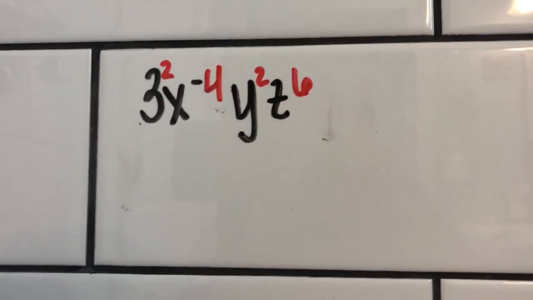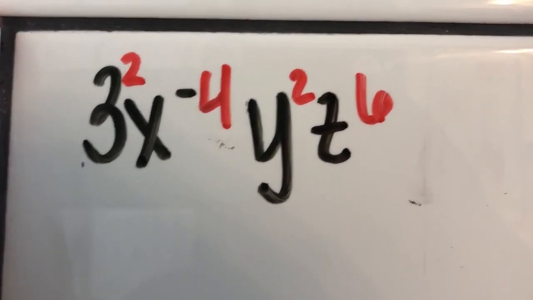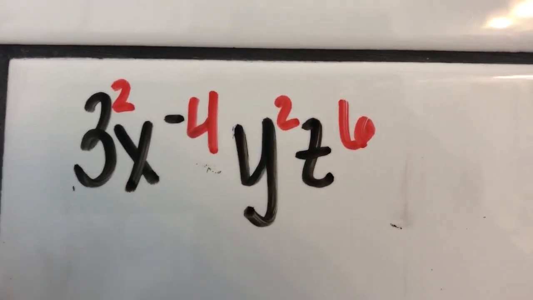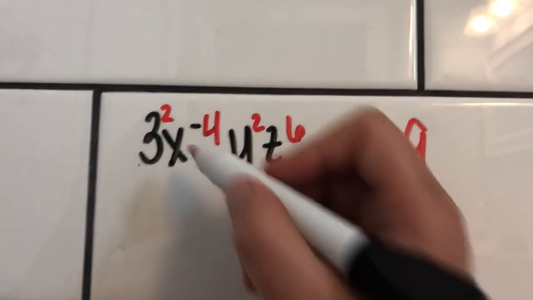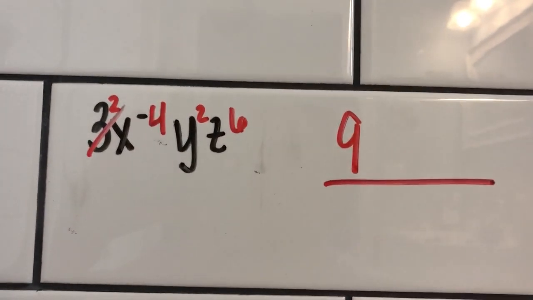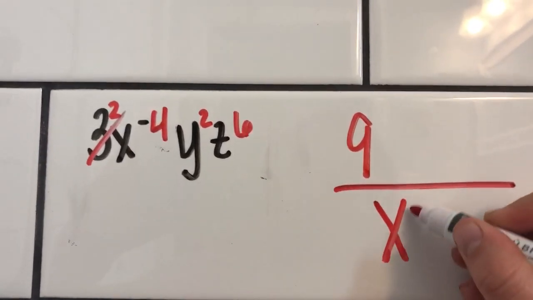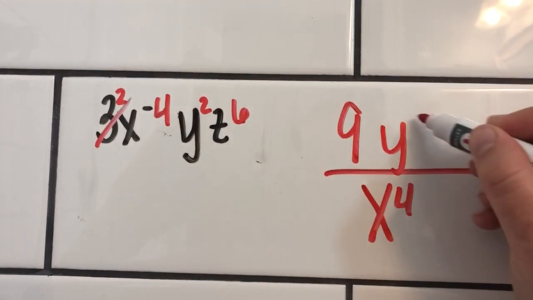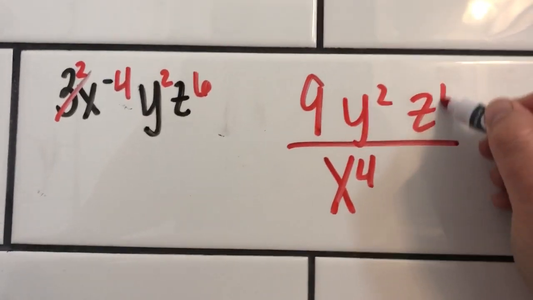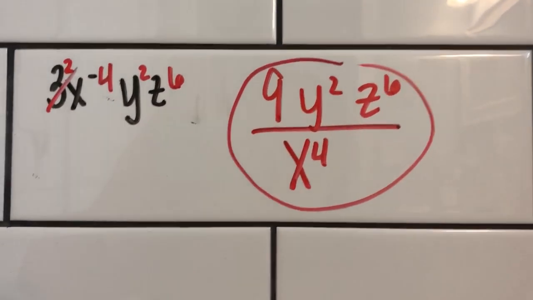Now I'm going to keep everything that's happy on top and move that term here that's not happy. I'm going to move that to the basement. And I know 3 squared is 9. I'll take care of that now as I rewrite it. I know x to the power of -4 is not happy. That's going to go to the basement, and now they're happy. Y squared can stay on top, already a positive exponent, and z to the power of 6 can stay on top because it's already a positive exponent. And you would be done there.